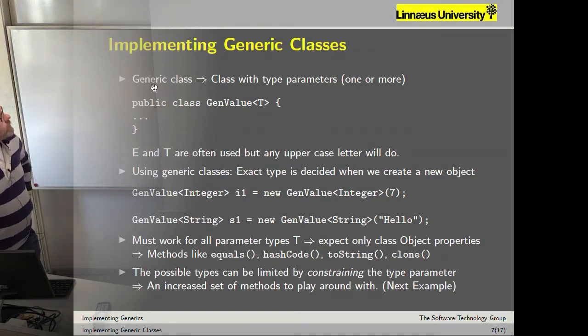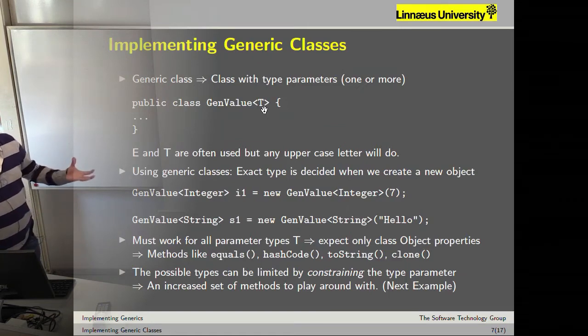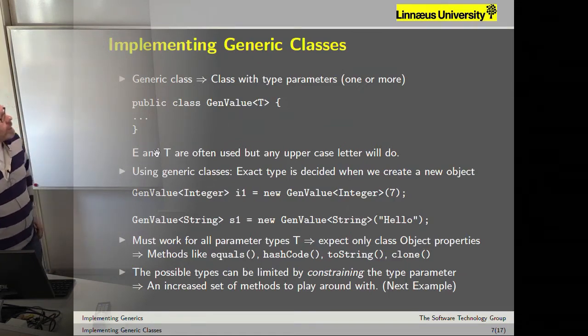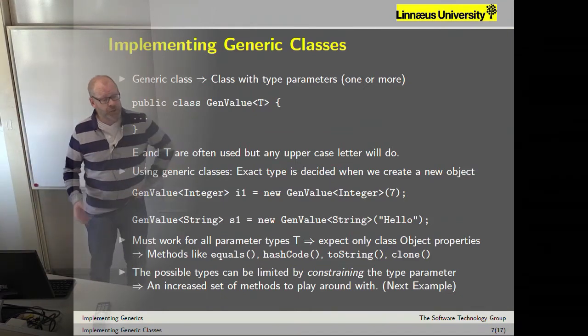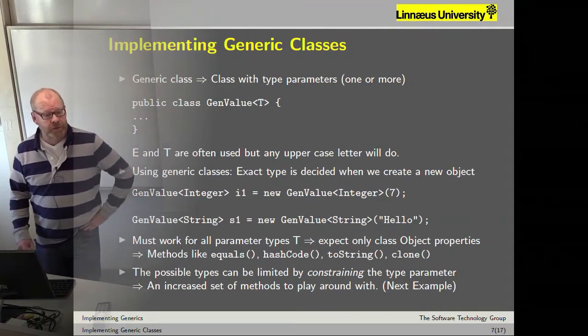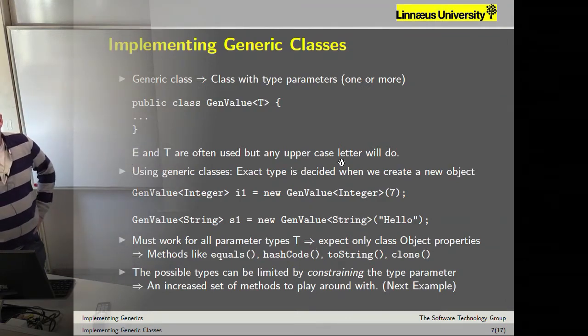In general, generic classes are classes with type parameters, one or more. They look like this. T is just a parameter. You could call it E or K or whatever. E and T are commonly used. But any uppercase letter will do according to the naming conventions in Java. But it's just the name of a variable, like a function of x. You can change it to a function of t. It's the same function, basically.